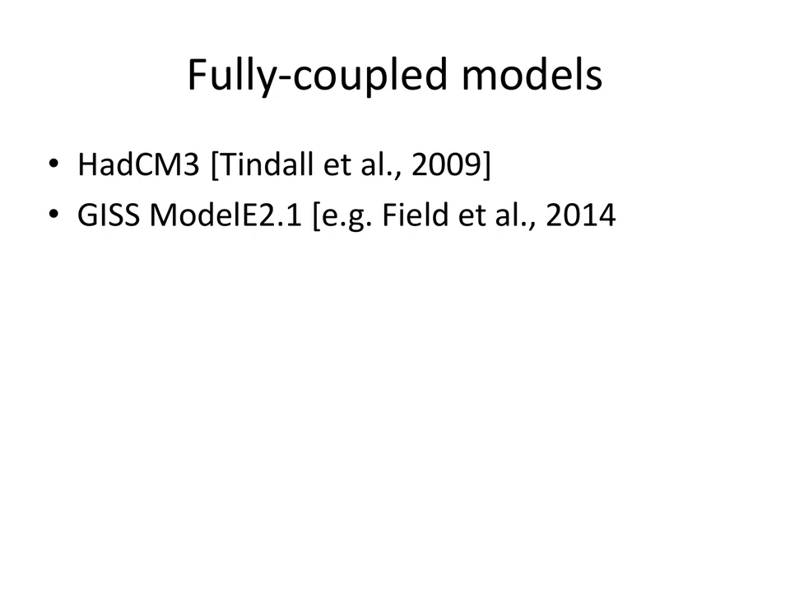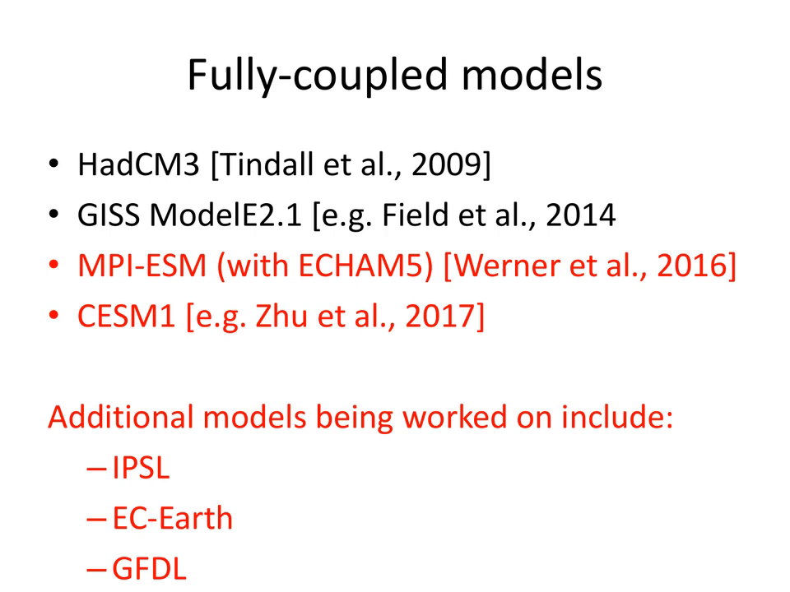Since that time, however, we've added new fully coupled models. One is Martin's work with MPI-ESM. I wrote ECHAM-5 here because it's unclear; I know ECHAM-6 exists, but the paper I found was with ECHAM-5. Regardless, there's a fully isotope-enabled version of the MPI model, and a fully isotope-enabled version of the NCAR CESM model. There are also other models I haven't found citations for, but I've heard through the grapevine that the IPSL model, EC-Earth, and GFDL are working on being fully coupled. So this opens up another motivation to either add on to SWING 2 or do a new MIP.